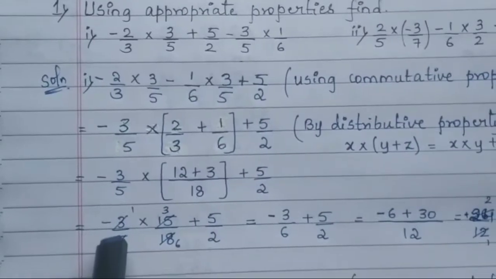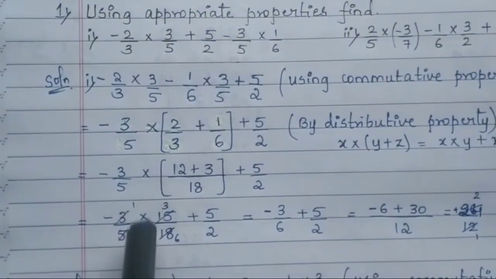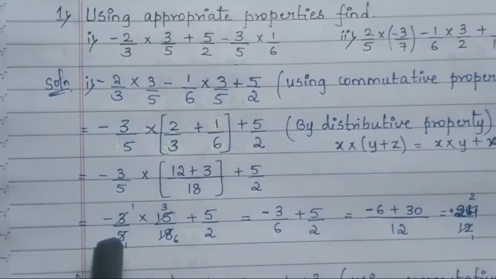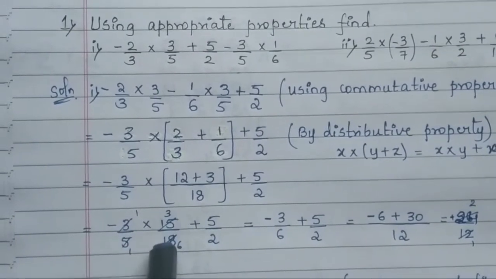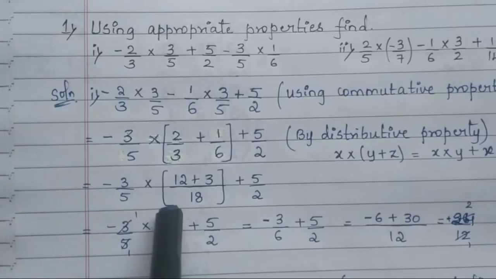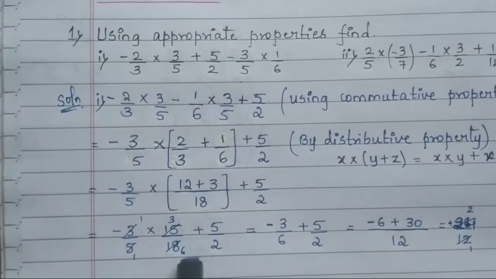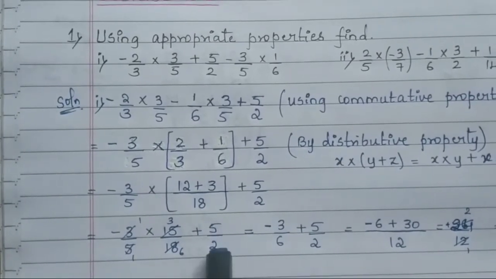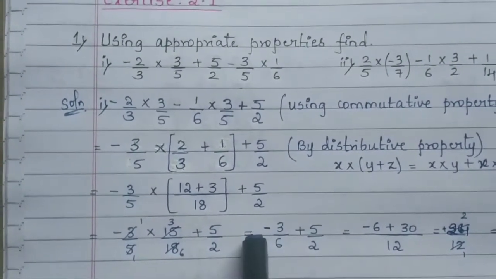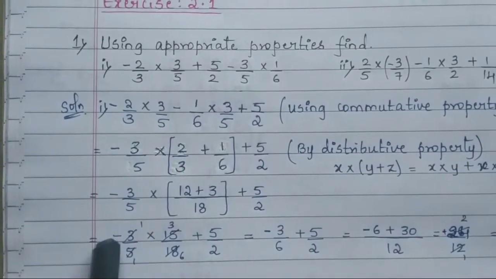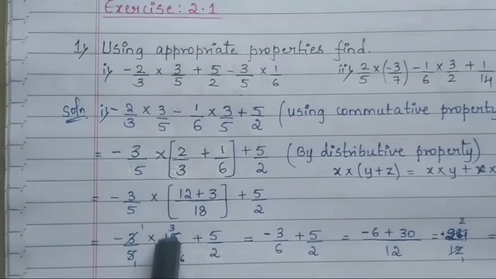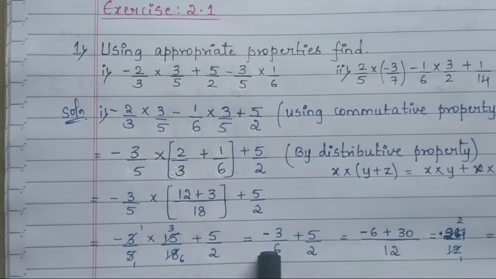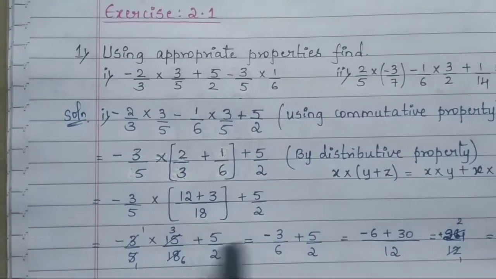As you can see here, as a multiplication sign is present, we can divide these numbers. So 5 ones are 5, 3 fives are 15, 3 ones are 3, 6 threes are 18, plus 5 by 2 will be as it is. So we are left with minus 3 by 6, you can see the minus sign, and 3 by 6, plus 5 by 2 as it is.